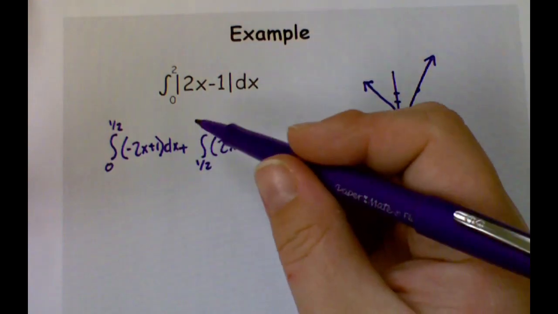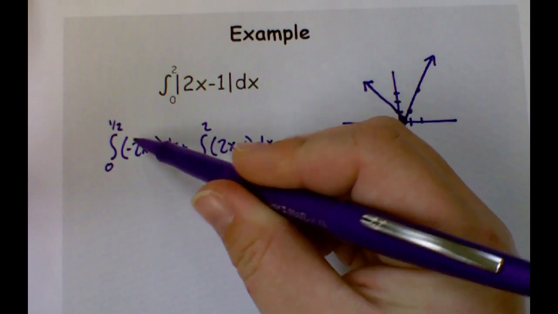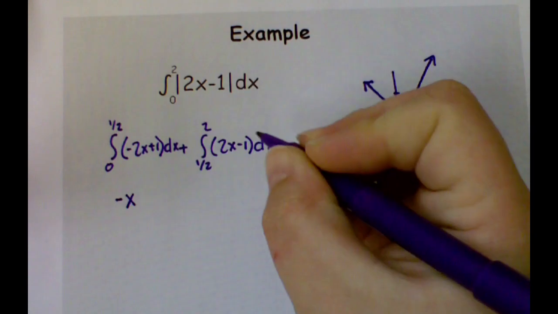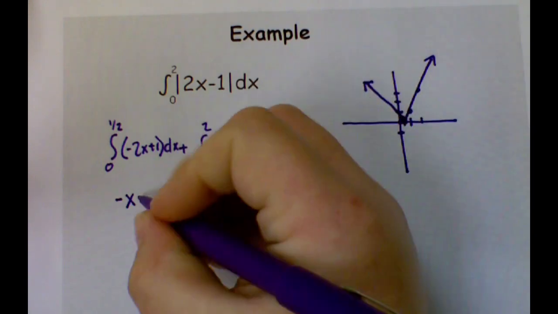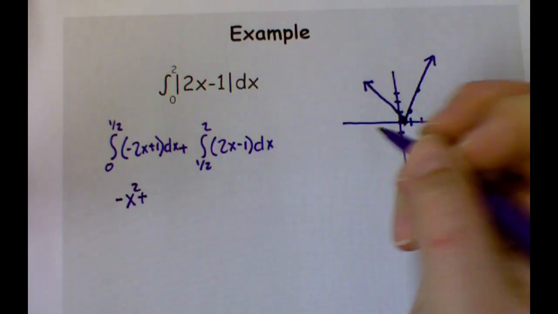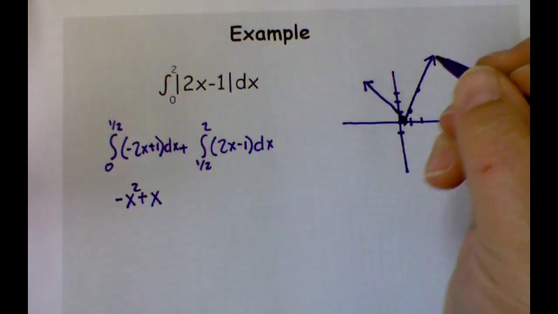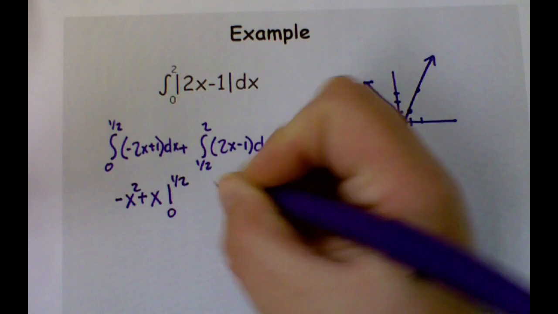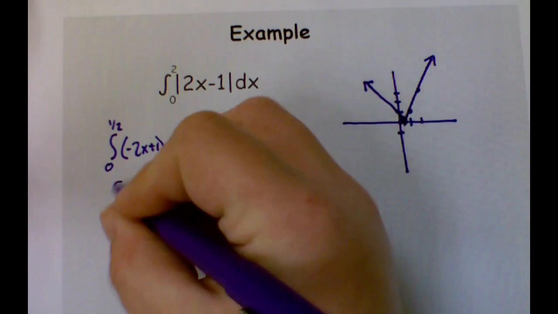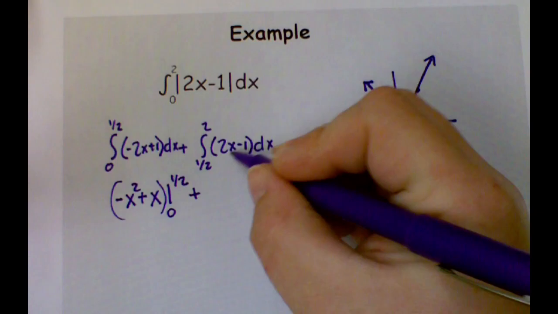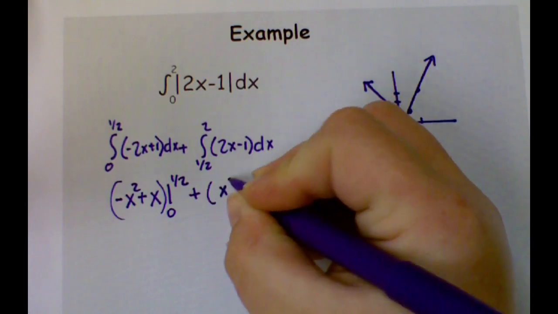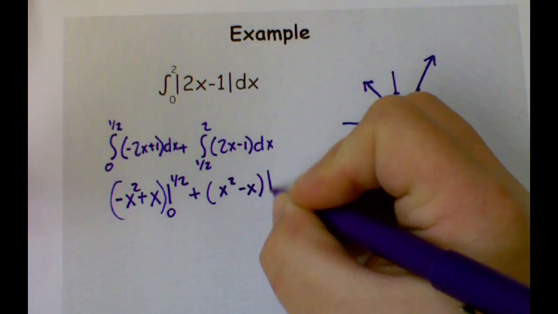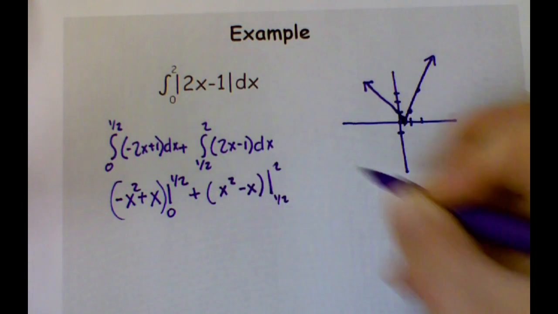So to take our antiderivative, the antiderivative of negative 2x is negative x squared. The antiderivative of plus 1 is just x, from 0 to a half. Put that in parentheses. Plus, the antiderivative of 2x is x squared. The antiderivative of minus 1 is minus x. And we'll do that from 1/2 to 2.